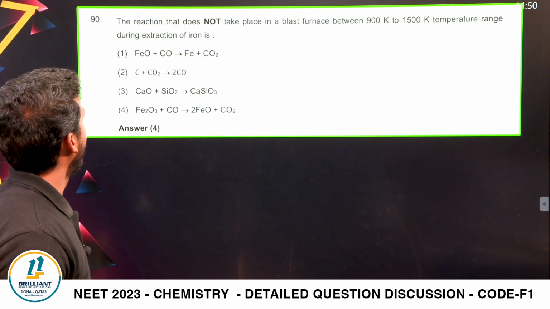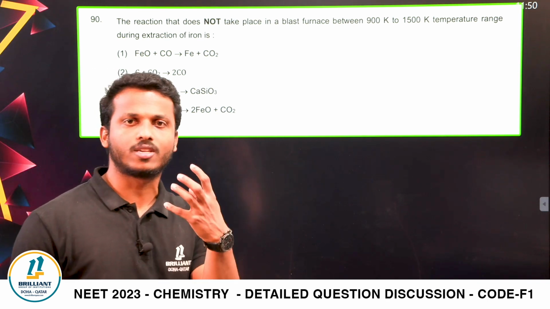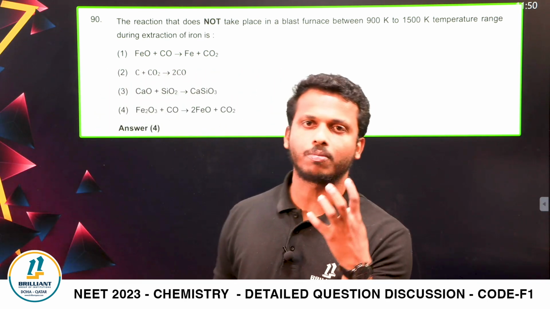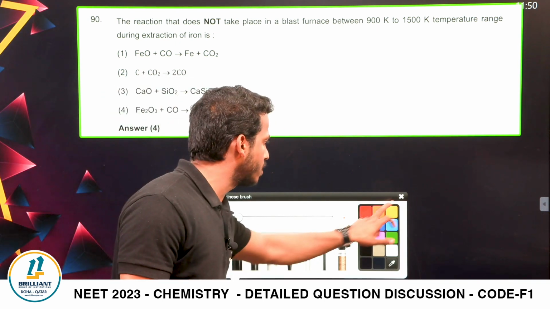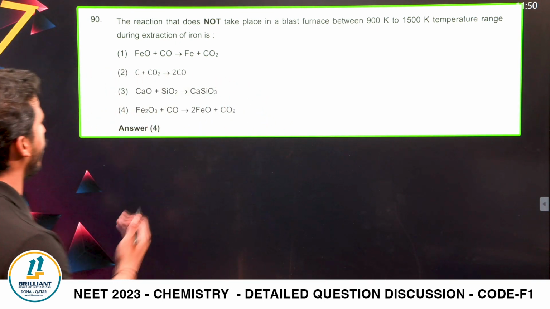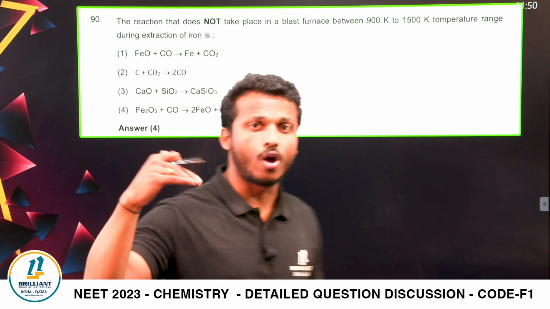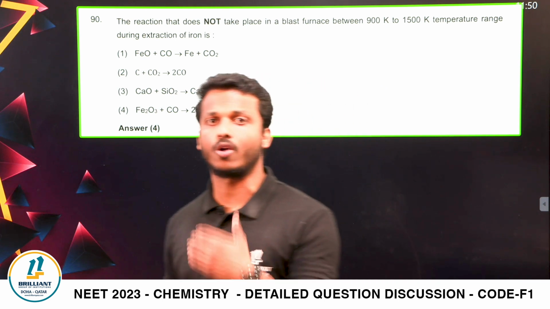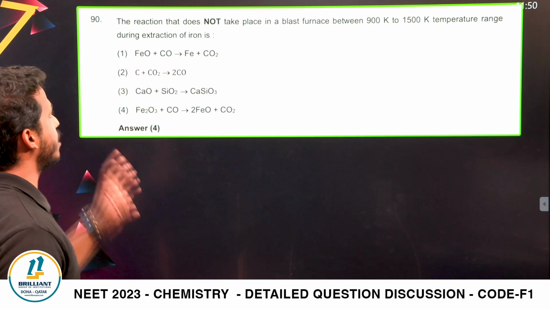So 3. A reaction that does not take place in a blast furnace. You know the blast furnace, the extraction of iron from the chapter metallurgy from grade 11, right? Which of the reactions is not going to occur? You know, there are different zones in the blast furnace, right? Combustion zone, fusion zone, slag formation zone, etc. Which reaction does not take place in this one?